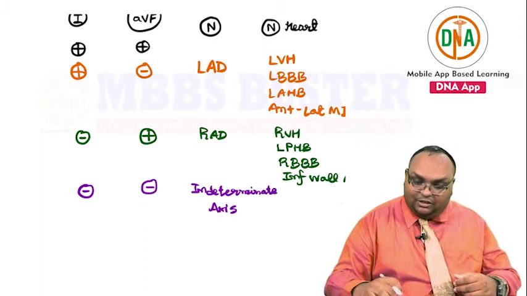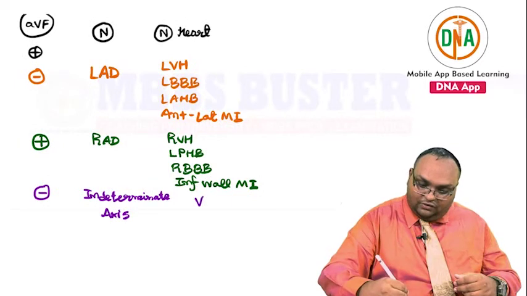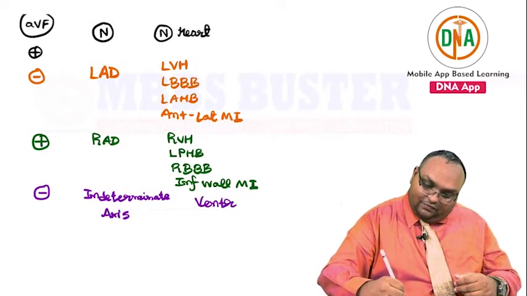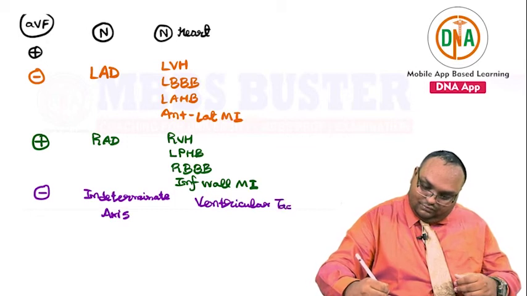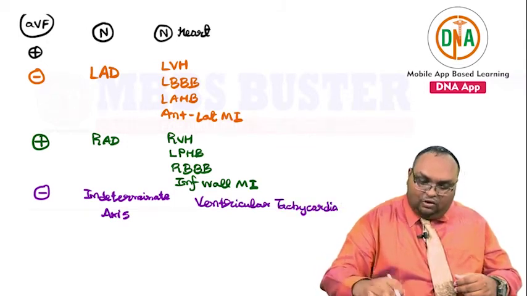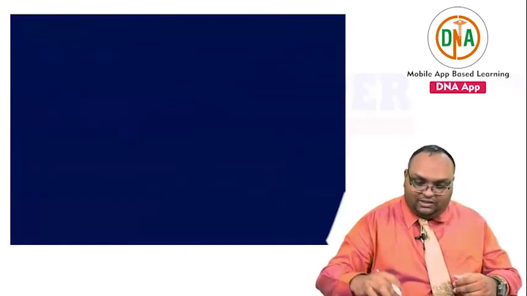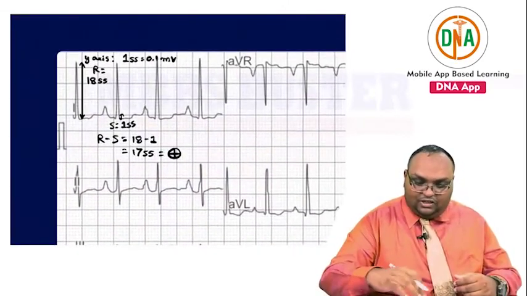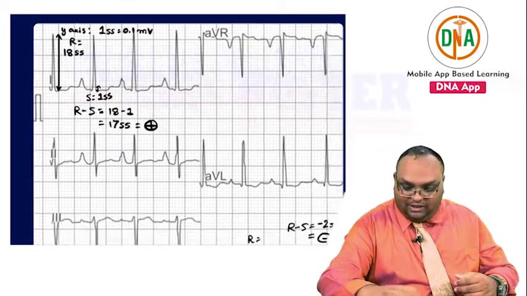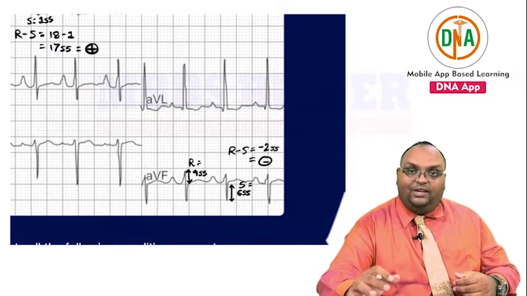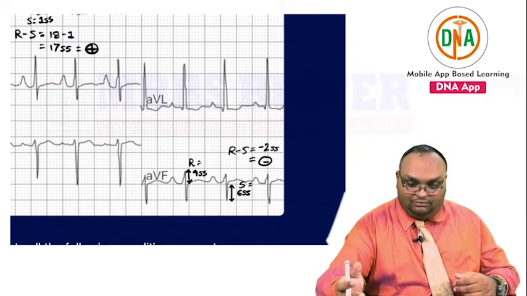And this indeterminate axis is usually associated with ventricular tachycardia. Now let's come to solve our question, that you know this already. Since we've discussed this, you've seen R minus S is positive in lead 1, R minus S is negative in lead AVF, so it's a left axis deviation.